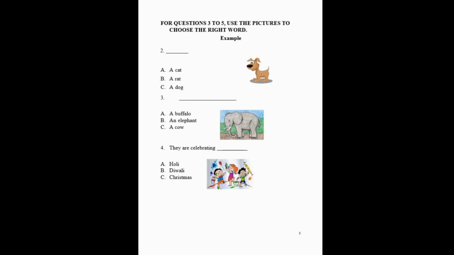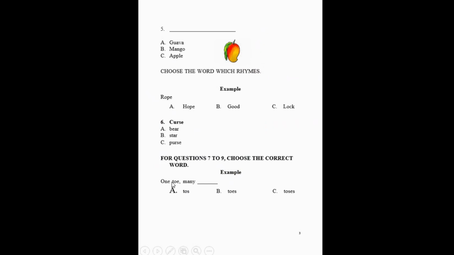Then coming to question number 3 to 5. Based on the picture, you need to tell what this is. For example, this is a dog. The correct answer would be dog. In the given picture, as you know, this is an elephant. What are we celebrating here? We are celebrating the Holi festival. Question number 5 from the above one. This is a mango picture.